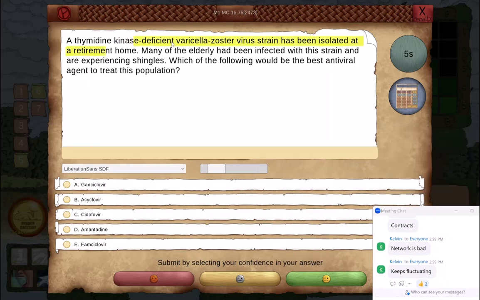A thymidine kinase deficient varicella zoster virus strain has been isolated at a retirement home. Many of the elderly have been infected with this strain and are experiencing shingles. Which of the following would be the most effective antiviral agent to treat this population?